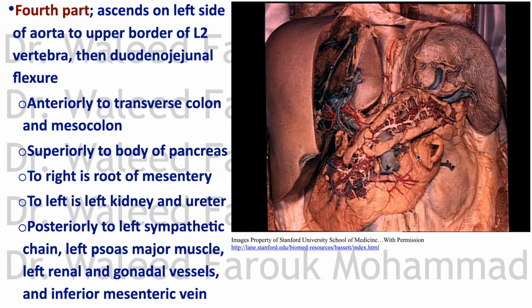And to the right is the root of mesentery, as we learned, it will start here and descend in this oblique fashion. Posterior to the left sympathetic chain, the left crus of the diaphragm, left psoas major, and left renal and gonadal vessels. To its left side is the left kidney. You can see here the left kidney to the left side of the fourth or the ascending part of the duodenum. So remember the different relations of the pancreas to the different parts of the duodenum.